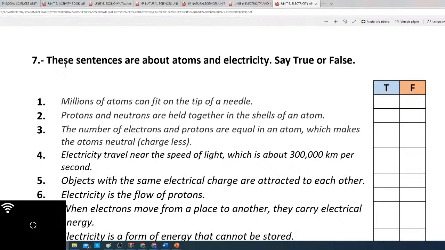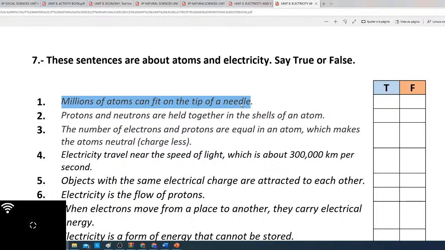Number 7. These sentences are about atoms and electricity, and you have to say true or false. So number one, millions of atoms can fit on the tip of a needle. What do you think? Is that true or false? Waiting for you. So millions of atoms can fit on the tip of a needle.